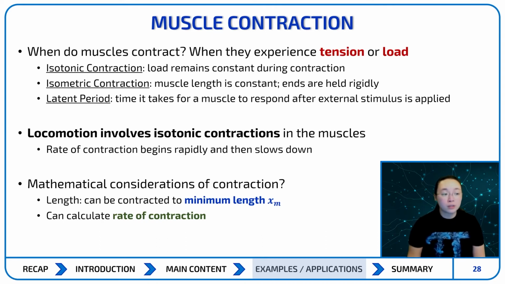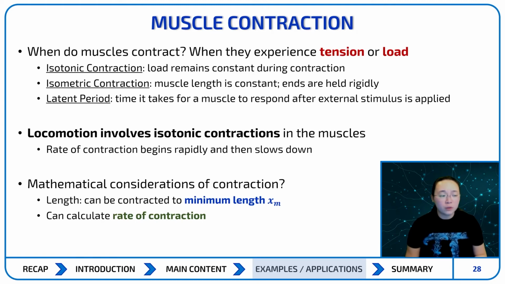You also have isometric contraction. So that means the muscle length is constant and the ends are held rigidly. So this would be more so weightlifting if you're lifting something up and holding it in place. That would be isometric contraction. Afterwards, you have latent period. That's going to be the time it takes for your muscle to respond after an external stimulus is applied. So for example, if you're catching a ball or if you're tossing something, there is a slight delay, in most cases very unnoticeable. So that's called the latent period.